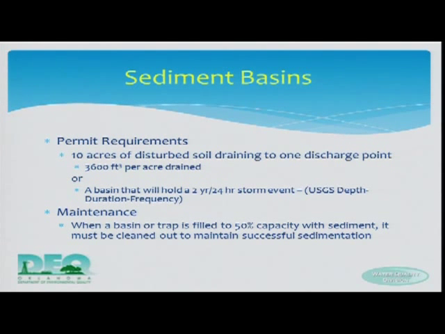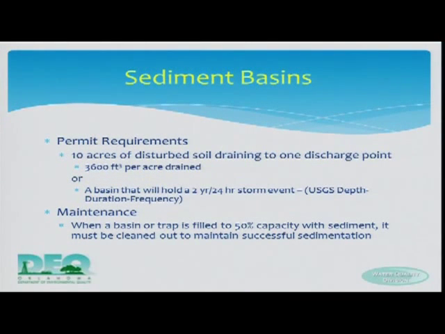As far as the permit requirements are concerned, if you have 10 acres of disturbed soil or more draining to one discharge point, you have to provide a sediment basin. You can either do it without a professional engineer's help at 3,600 cubic feet per acre drained. But remember that a deep hole isn't the equivalent of one that's big with a large surface area. It's not big, it's shallow with a large surface area. Shallower with a large surface area is much better than a deep hole with a smaller surface area because you're trying to give it some retention time. You're trying to slow the water down, give it some time in there to drop those particles out.